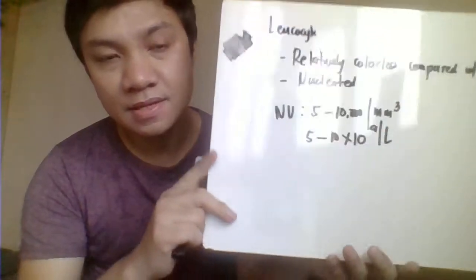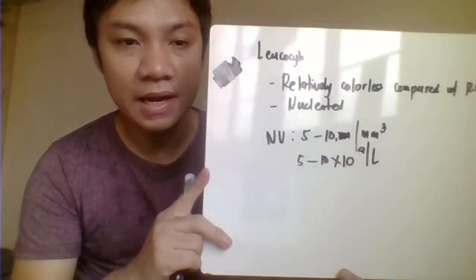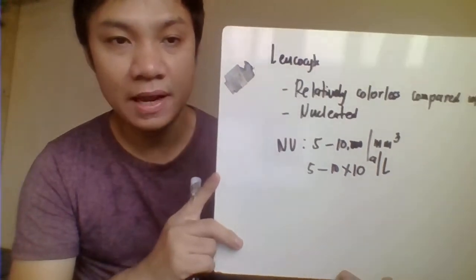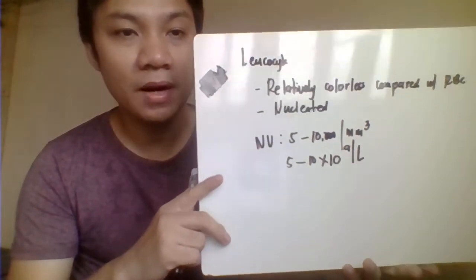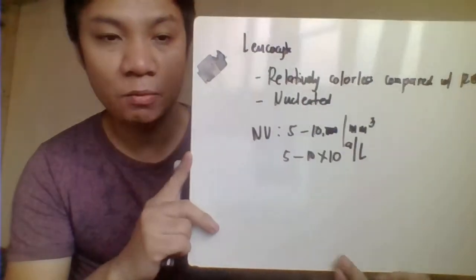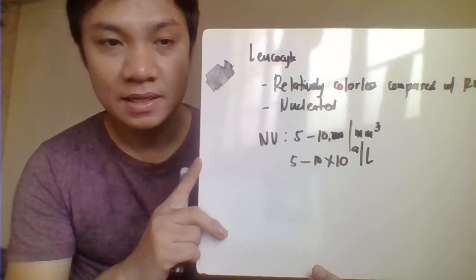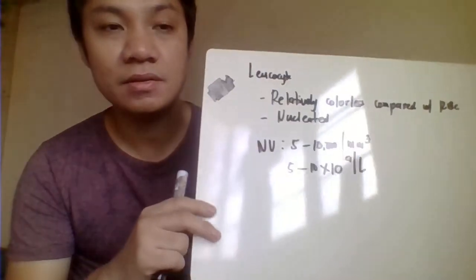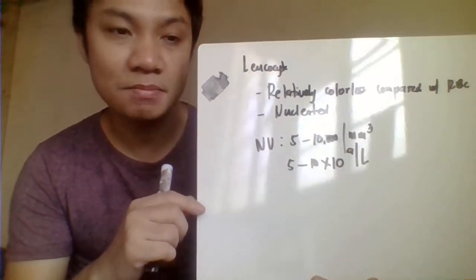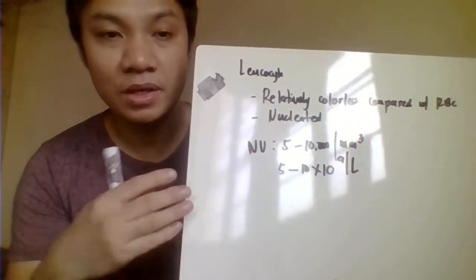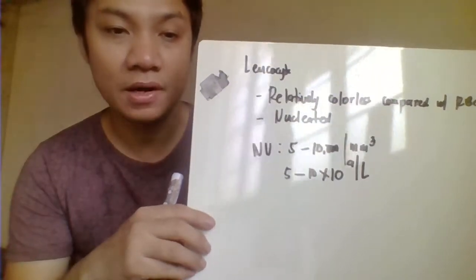Okay, so today we're going to discuss the white blood cells, or your leukocytes. Basically, leuko means they are colorless. They are relatively colorless when they are in our peripheral circulation compared with our RBC. They become colored only when you stain them, when you're making your smear. But within our peripheral circulation, they are colorless.